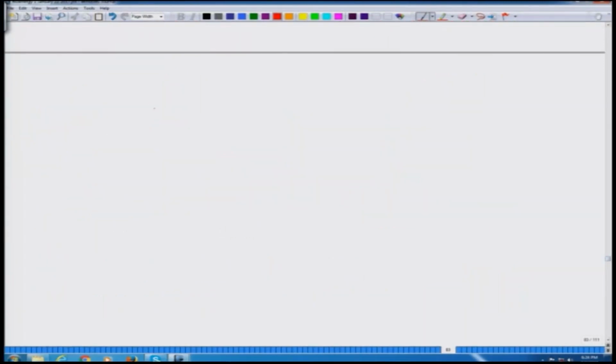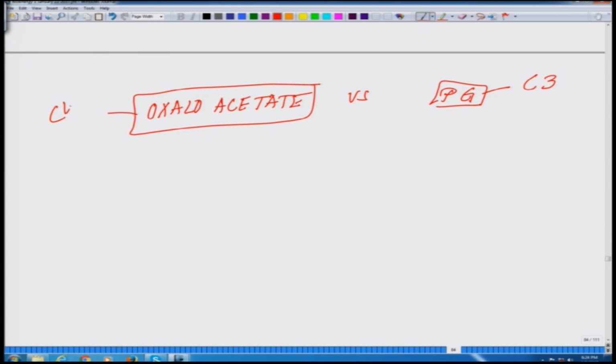Okay? So, the comparison here is oxaloacetate versus phosphoglycerate. This is where C3 and oxaloacetate being C4 is the starting point, these are called C4 plants. Okay. And there is a decarboxylation of the C4 compound in the bundle sheath cell that maintains a high concentration of CO2 at the site of the Calvin cycle. And the C3 compound returns to the mesophyll cell for another round of carboxylation. So, this whole thing continues.